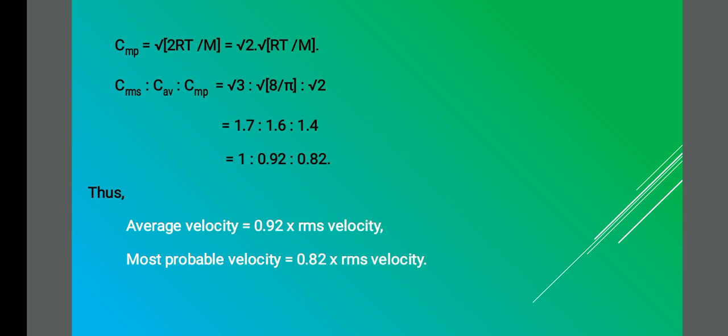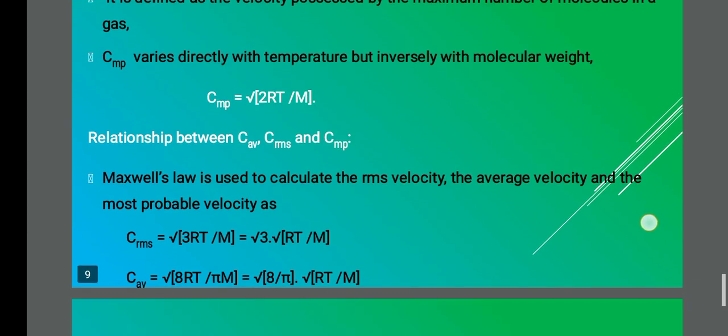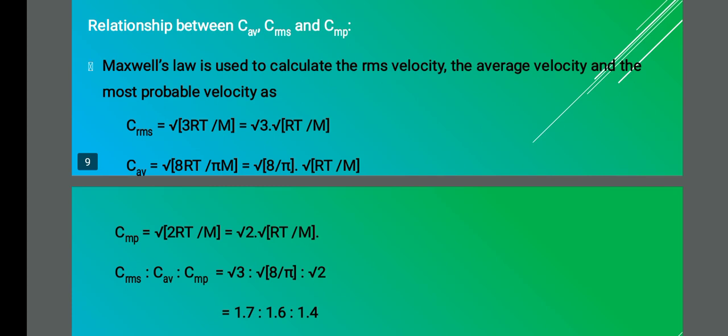Is it clear? I'll repeat this relationship once again. Maxwell has related these three: average velocity, root mean square velocity and most probable velocity. First you write the equations, then remove the common term, square root of RT by M, which is present in all of them. The remaining will be, for root mean square, square root of 3; for average velocity, square root of 8 by pi; and for most probable velocity, square root of 2.